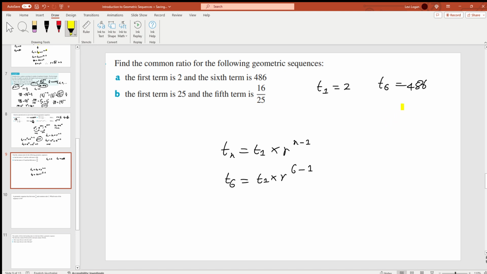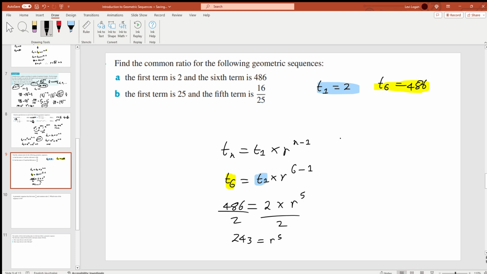I know what this is. They've told me right there. And I know what this is. They've told me right there. So I'm going to have 486 equals 2 times by r to the power of 5. Divide both sides by 2. So 486 divided by 2 is going to be 243 equals r to the 5.